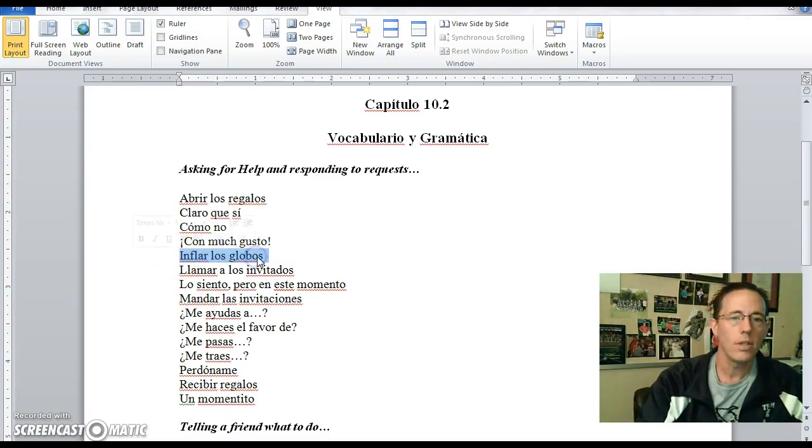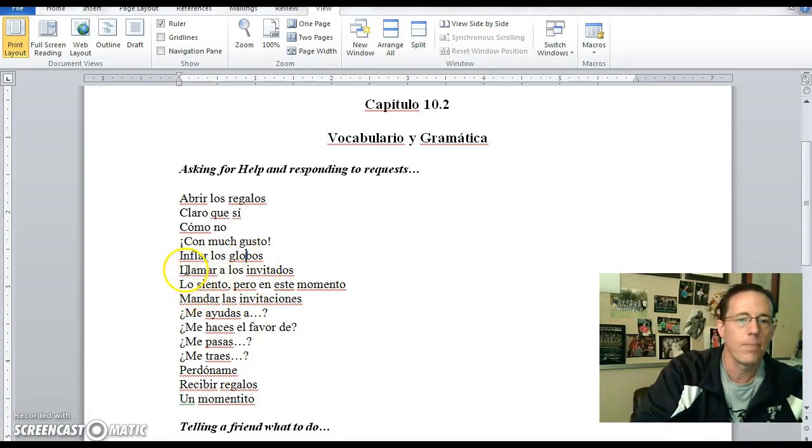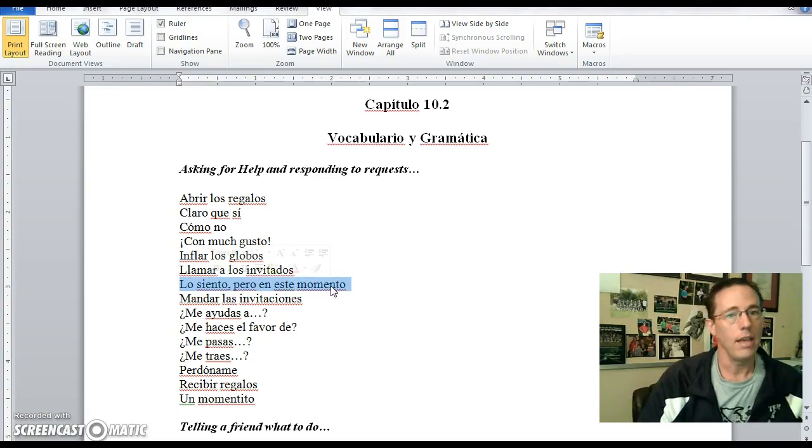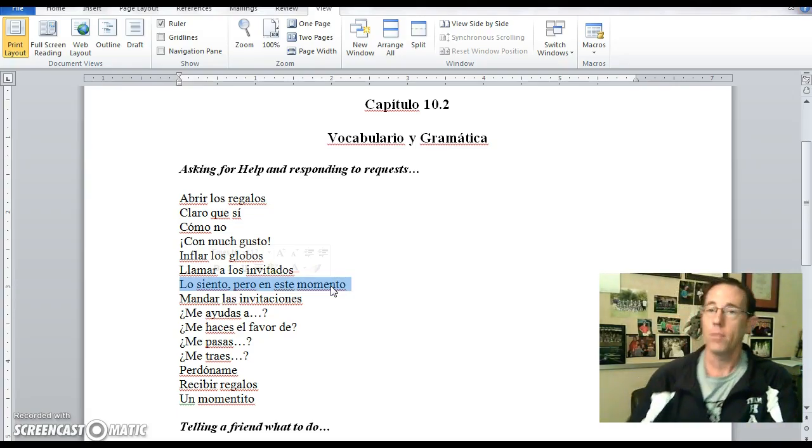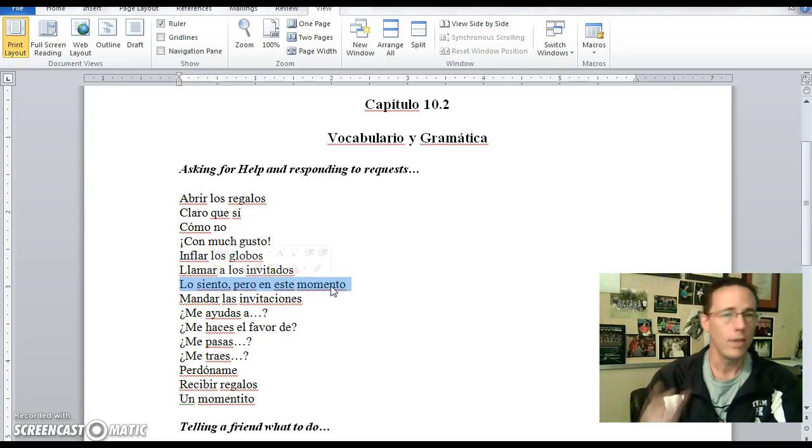Inflar los globos is to blow up balloons. Literal translation, to inflate the globes or to blow up balloons. Llamar a los invitados, to invite the guests. Lo siento, pero en este momento, I'm sorry, but right now, dot, dot, dot. That will be obviously another one of those sentence fragments where you would have to complete the sentence afterwards. We'll give you examples in class. Mandar las invitaciones is to send the invitations.